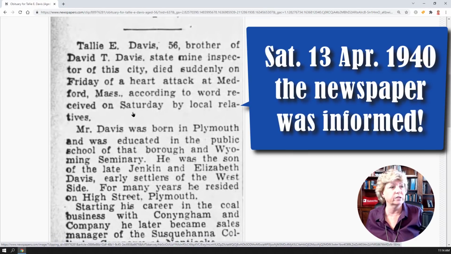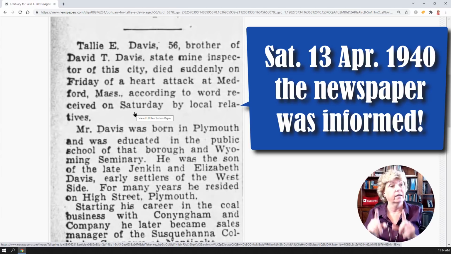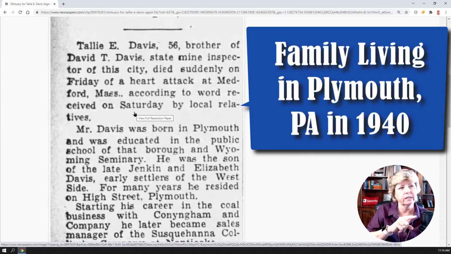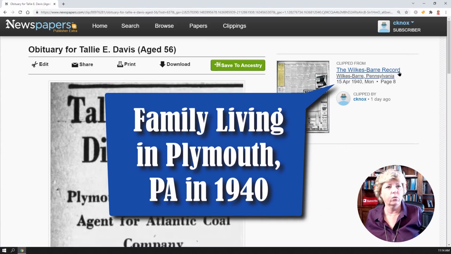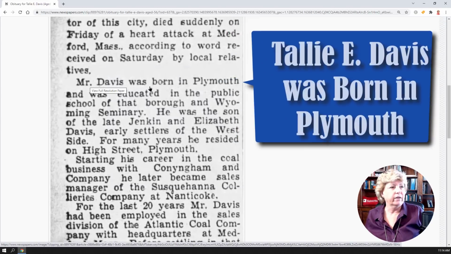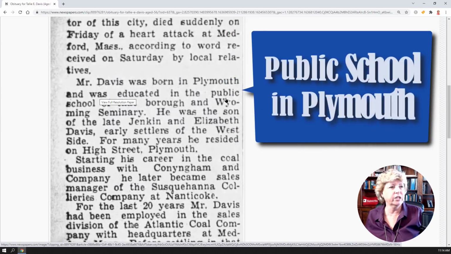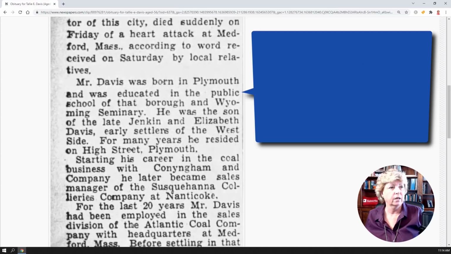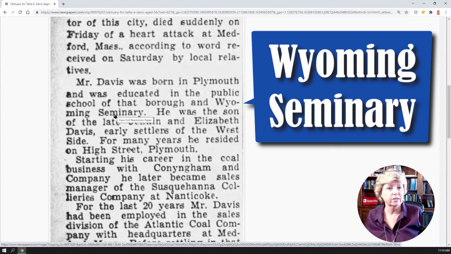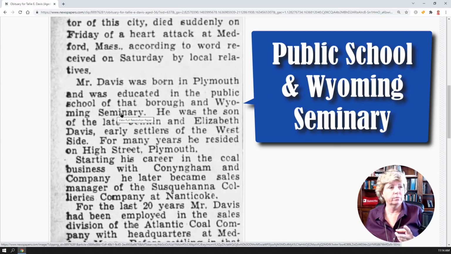According to word received on Saturday, another clue, Saturday was the 13th, by local relatives. That means there's family living in Plymouth or the Wilkes-Barre area. Mr. Davis was born in Plymouth. He was educated in the public schools. There's another one of that borough. The Plymouth borough is what I infer from that. So he went to public school in Plymouth and Wyoming Seminary. So now we have two pieces of education.